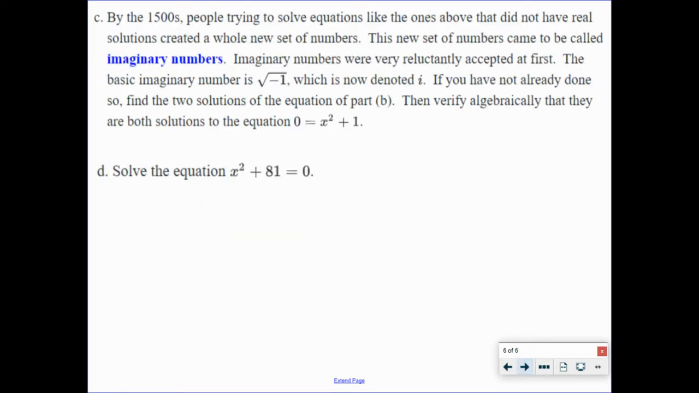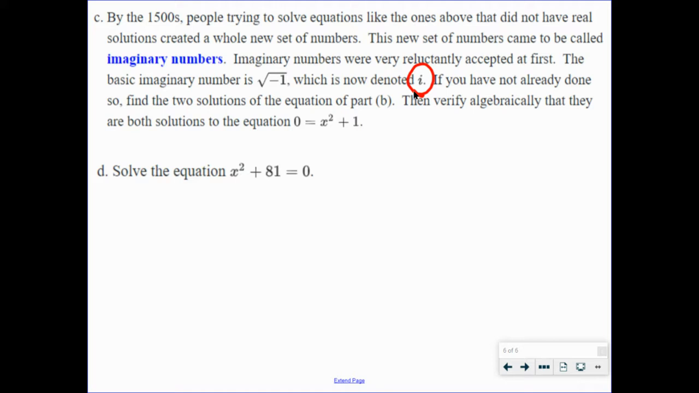So an imaginary number, and bear with me really quick, by the 1500s, people were trying to solve equations like the ones that we just did that did not have real solutions. So they came up with this thing called imaginary numbers. And imaginary numbers were very reluctantly accepted. I could see why. This is a bit out there of an idea. But the square root of -1 is now noted as this little i, all right? And we're going to use that, not necessarily now, but I think this is an important concept, especially when you get to high school. Something very cool.